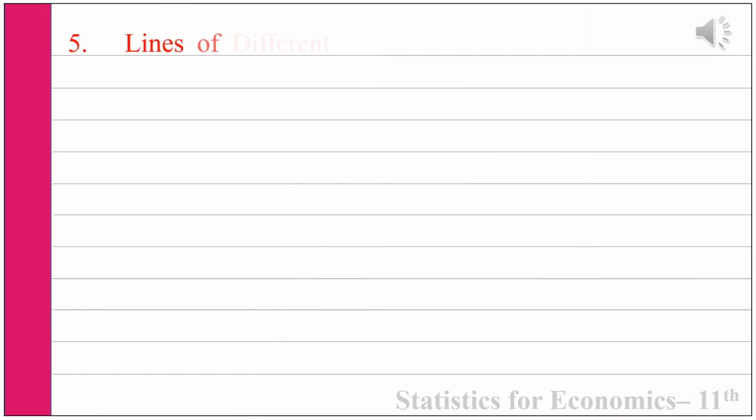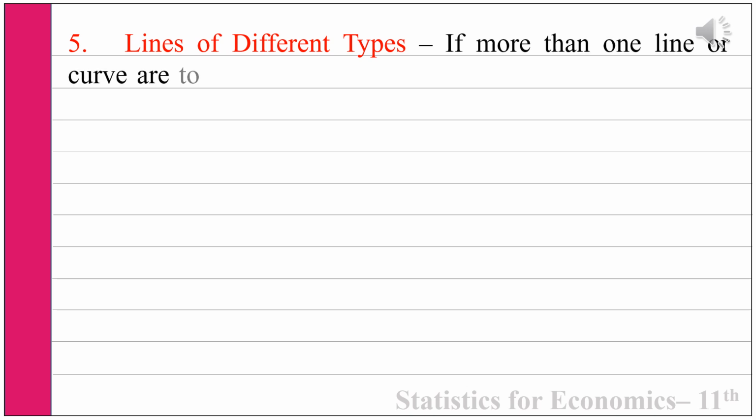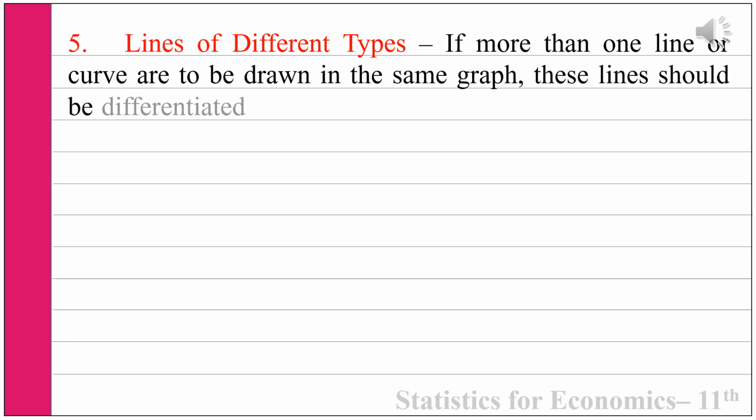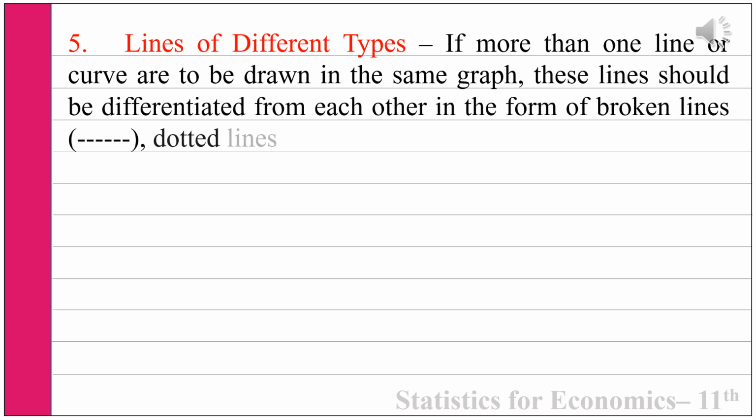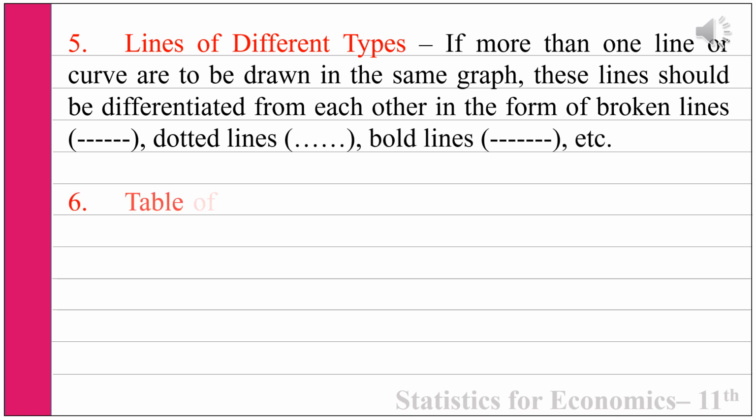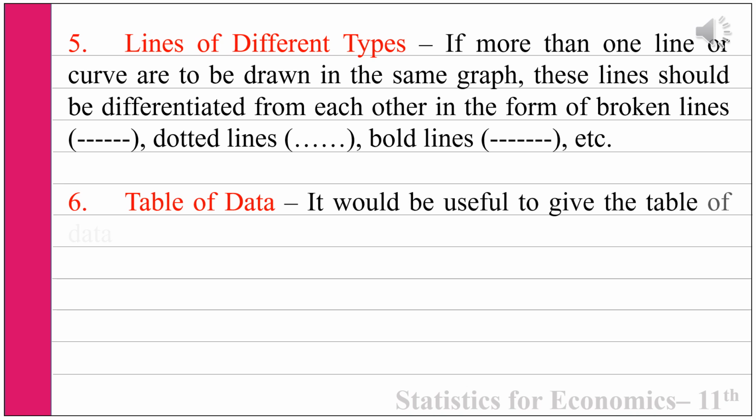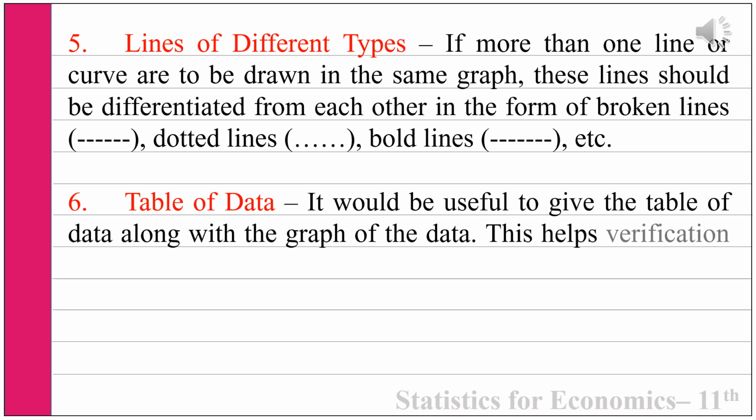5. Lines of different types. If more than one line or curve is to be drawn in the same graph, these lines should be differentiated from each other in the form of broken lines, dotted lines, bold lines, etc. 6. Table of data. It would be useful to give the table of data along with the graph of the data.